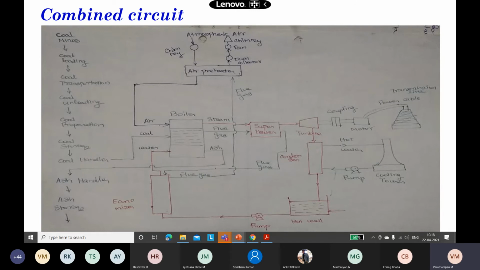See, there are four different circuits, and here this is the boiler. This is the first circuit, the coal and ash circuit. The second one is the air and flue gas circuit. And the third one is the feed water and steam circuit. And this is the cooling water circuit.